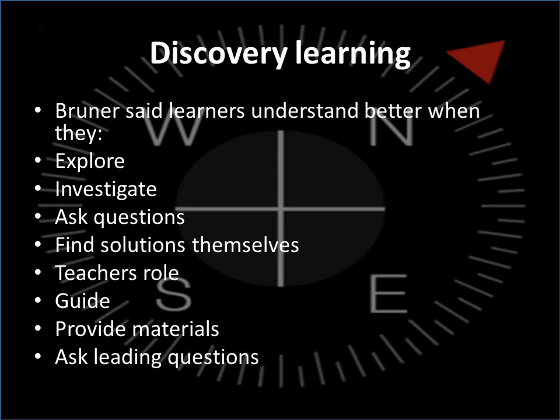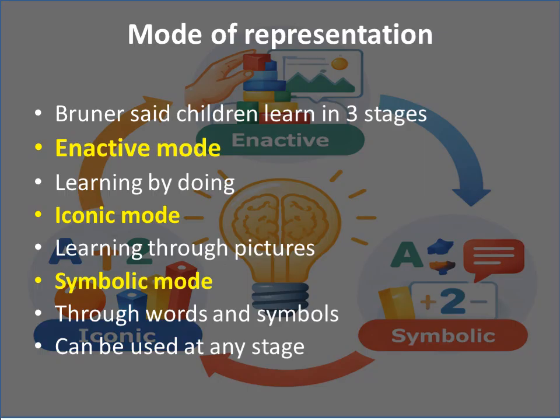They go to the garden, they dig, they put in the seeds, and they look at how the plants grow from the beginning to maturity. So they investigate, they explore on their own, and this is where Bruner said that they understand better when they do it. That is discovery learning. Then we have Bruner's modes of representation, ways or forms of representation. And Bruner said that children learn in 3 stages.